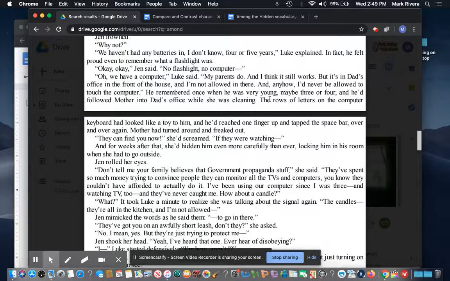"Okay, okay," Jen said. "No flashlight, no computer." "Oh, we've got a computer," Luke said. "My parents do. It still works, but it's in Dad's office in front of the house. I'm not allowed in there. Anyhow, I'd never be allowed to touch that computer."